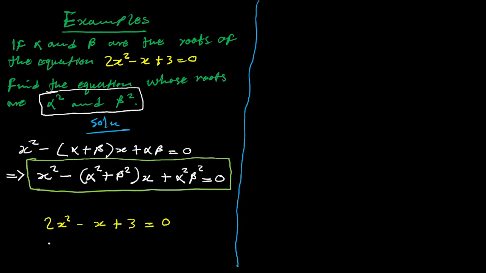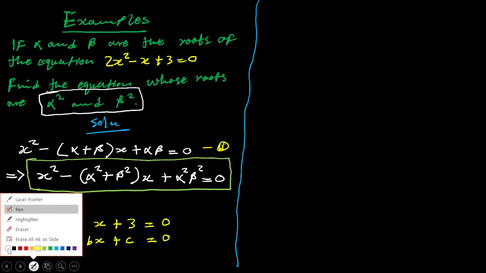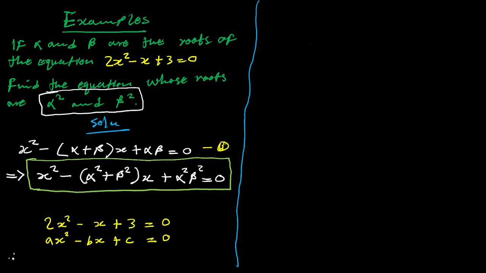When you write this equation, you are going to relate it with equation 1. Okay, this was your equation 2. Remember, this was your equation 2. You're going to relate this equation to equation 1, which was ax squared minus bx plus c, which is equal to 0.